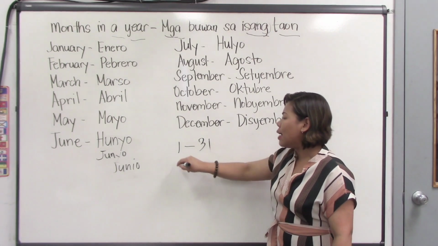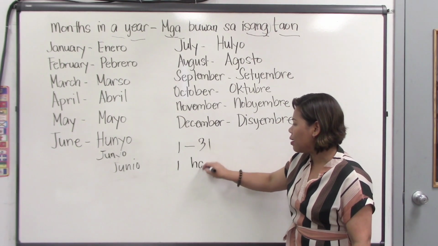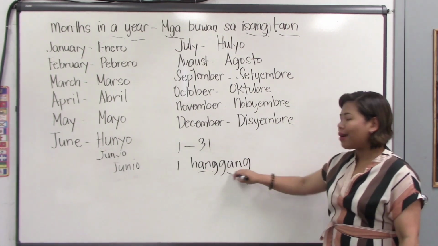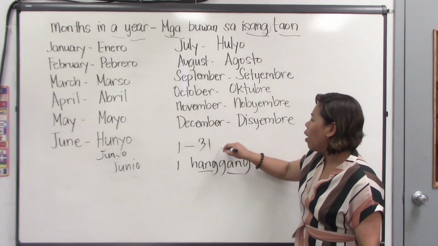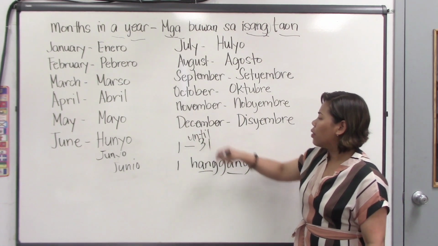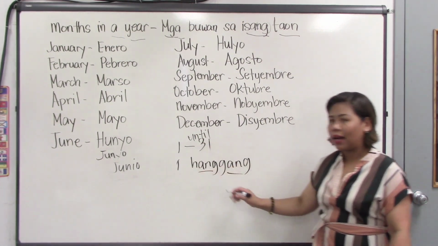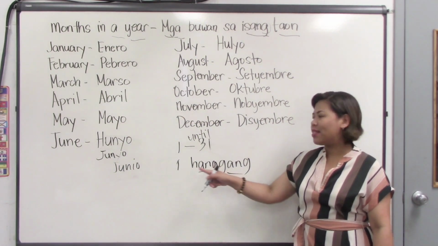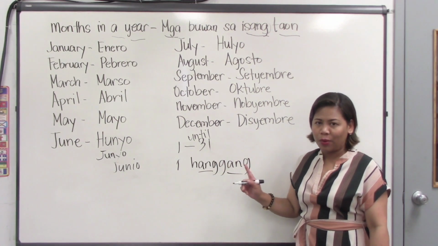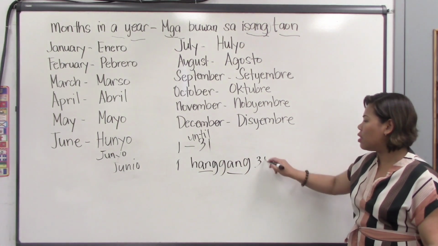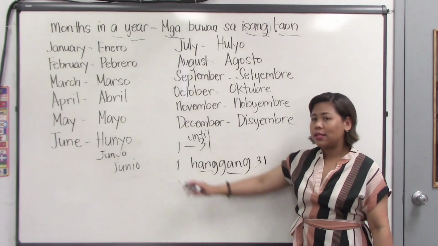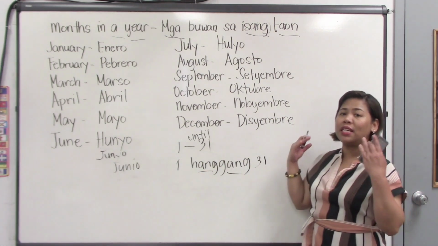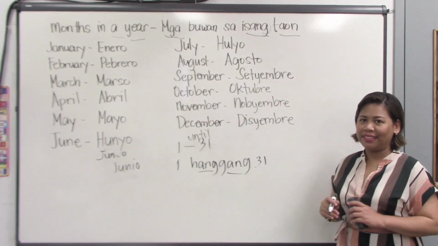So 31. Isa hanggang, so we use this word hanggang. It means until. 1 until 31, or isa hanggang, what is 31? 30 is tatlumpo, right? Plus isa, then it is tatlumpot isa. So you need to be familiar with the numbers isa hanggang 31, so that you would be able to read the whole date in Filipino.